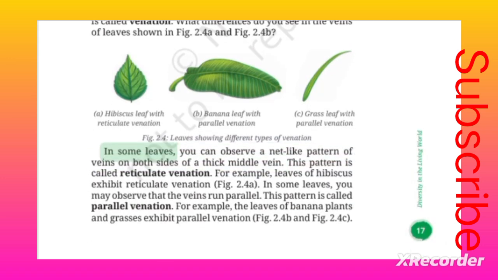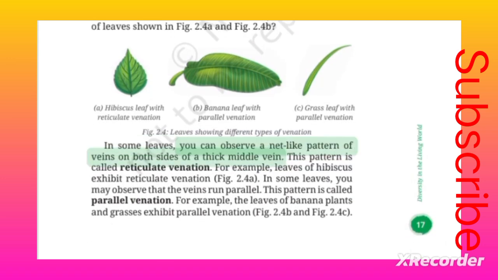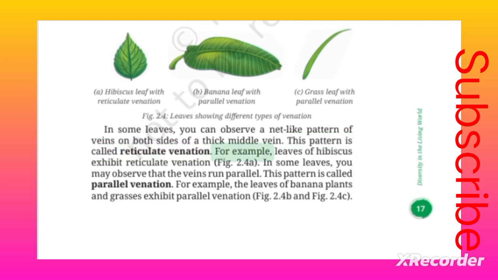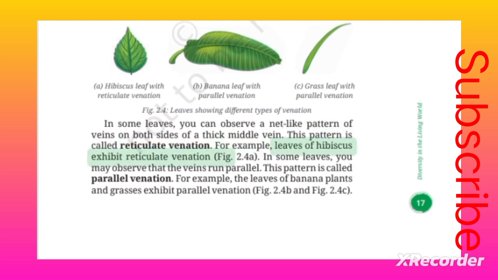In some leaves, you can observe a net-like pattern of veins on both sides of a thick middle vein. This pattern is called reticulate venation. For example, leaves of hibiscus exhibit reticulate venation.